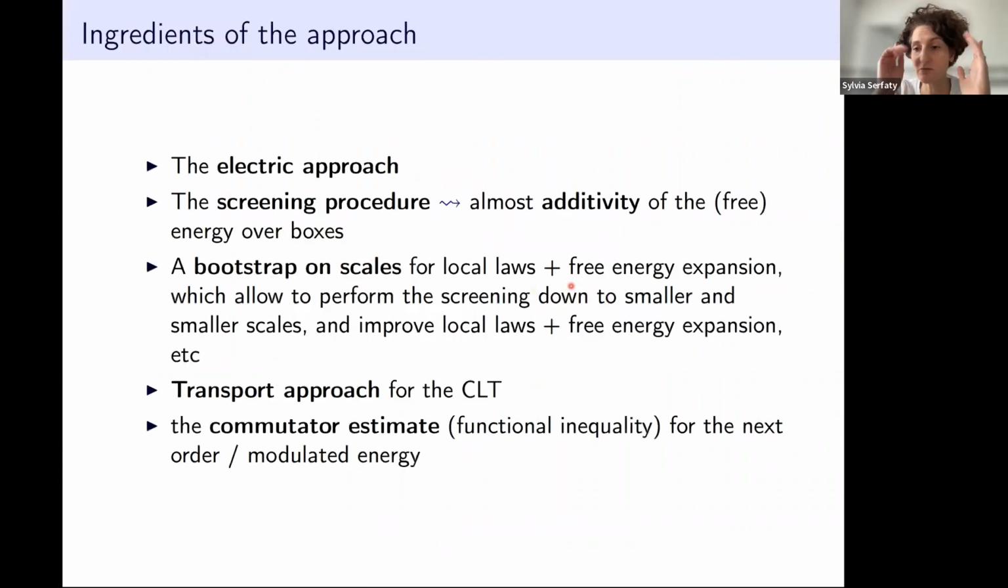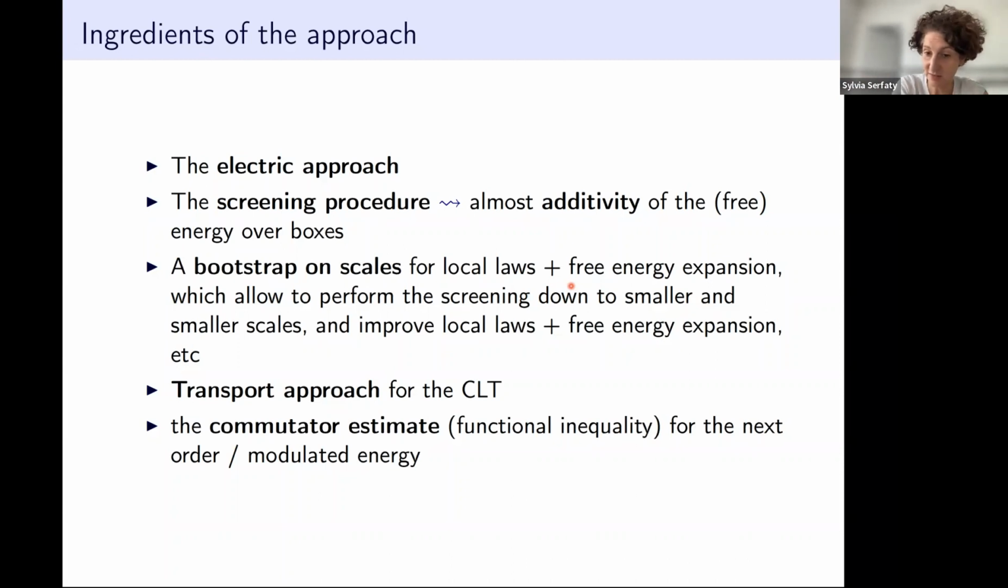So I will just do one slide on some buzzwords for the ingredients. I told you about the electric approach. All of this comes up in the proofs of everything I described towards the end. The electric approach, reformulating everything with the electric potential. The screening procedure, which I don't have time to describe, but which allows you to compute things additively over boxes up to some small error.